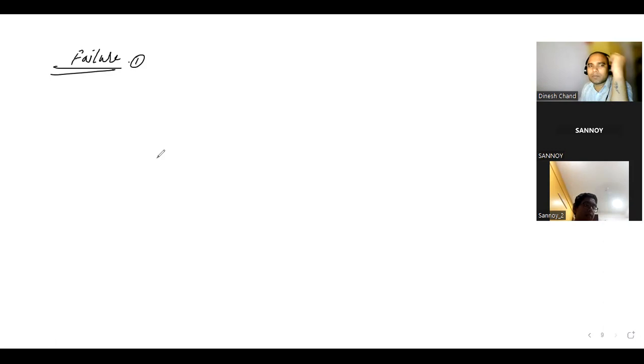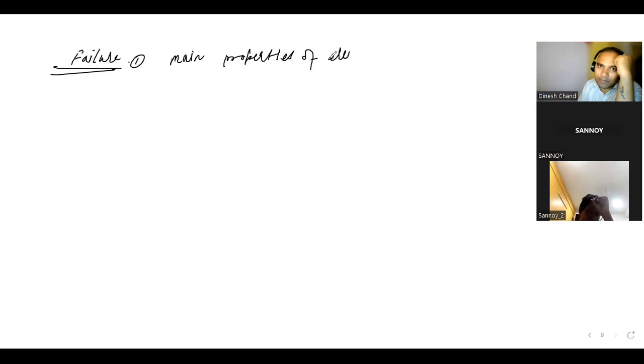Sir, Henry Moseley showed that the atomic number was more important than atomic mass in case of an atom. Okay, so the main property of elements is atomic number, not atomic mass. What about others?